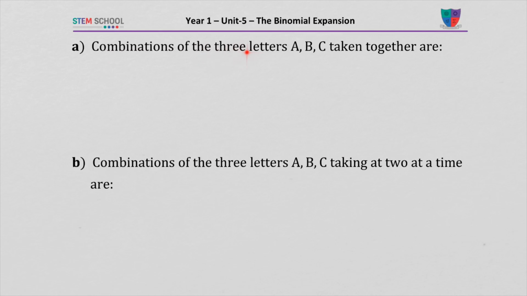Combinations of the three letters A, B, C taken together are... To answer this question, I'm going to compare it with permutations and combinations. So I'm going to do the same question as if it was asked for permutation: permutations of the three letters A, B, C taken together are. And then I'll compare that with combinations of the three letters A, B, C taken together.